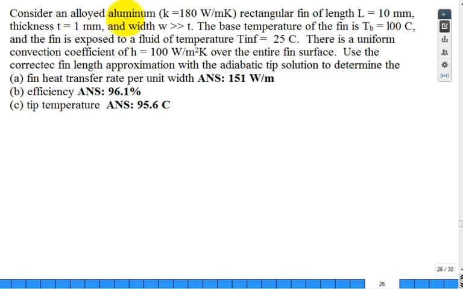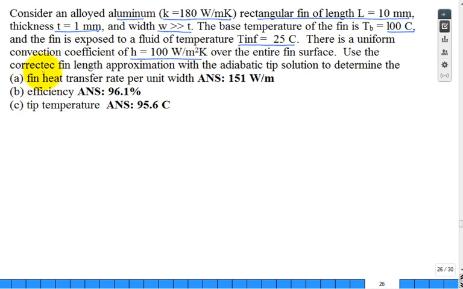Aluminum, it's given a thermal conductivity for the aluminum. It's a rectangular fin. There's the physical length of 10 millimeters. Its thickness is 1 millimeter, and the width is much, much greater than the thickness. The base temperature is 100 degrees C, and the fin is exposed to a fluid T infinity of 25 degrees C. There's a convection coefficient. Notice we don't assume the convection coefficient changes over the area of the fin. H is constant over the entire area of the fin.